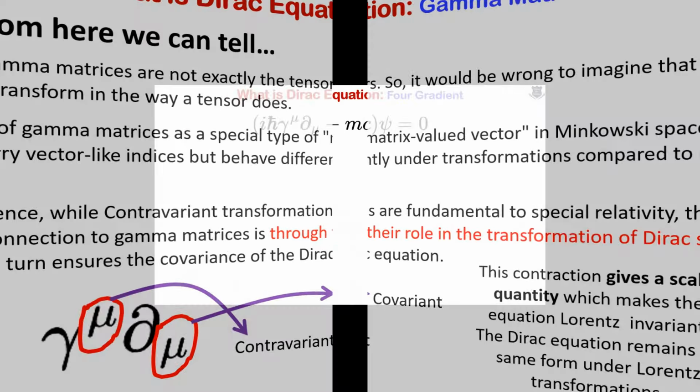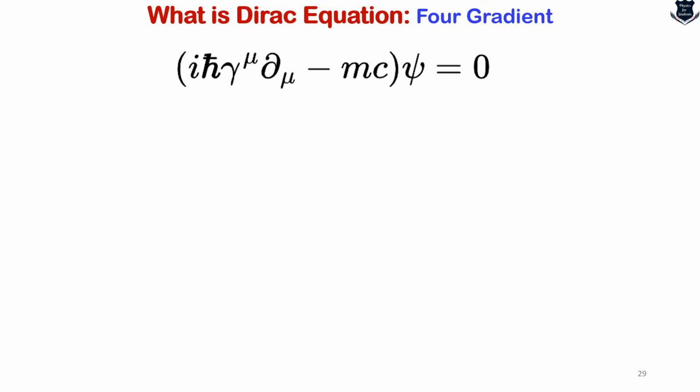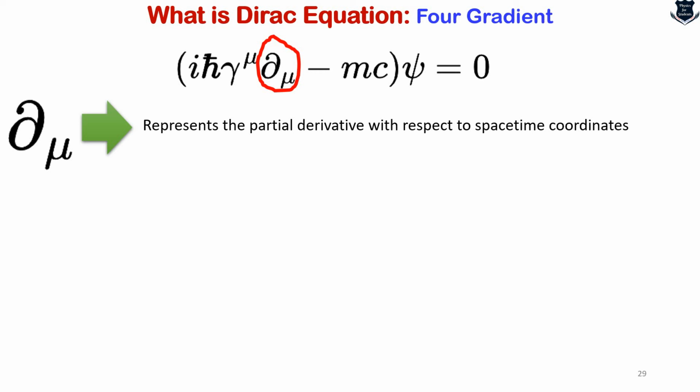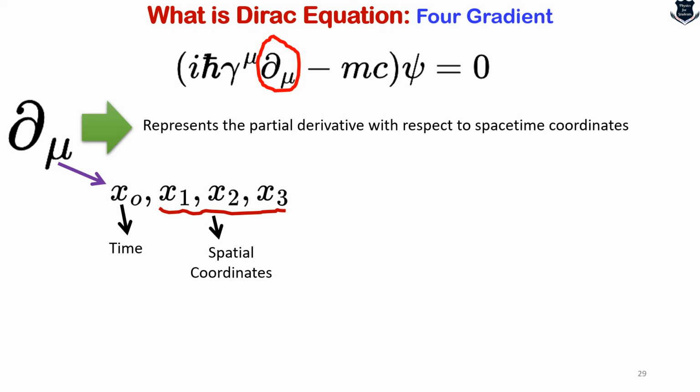So let us move into the next part of our Dirac equation. We will take this partial derivative mu, which is called the four-gradient. The four-gradient, as you understand, is just the gradient as we do in general physics, the classical physics. So this mu has got four components: x0, x1, x2, x3. Out of that, this one is the time, and these are the spatial coordinates. So temporal and spatial. I'm trying to give you a fairly intuitive idea.